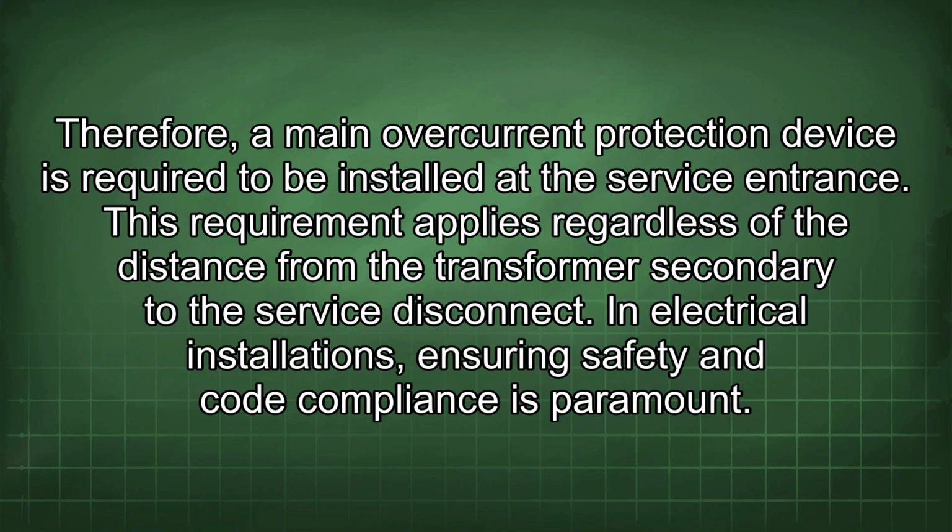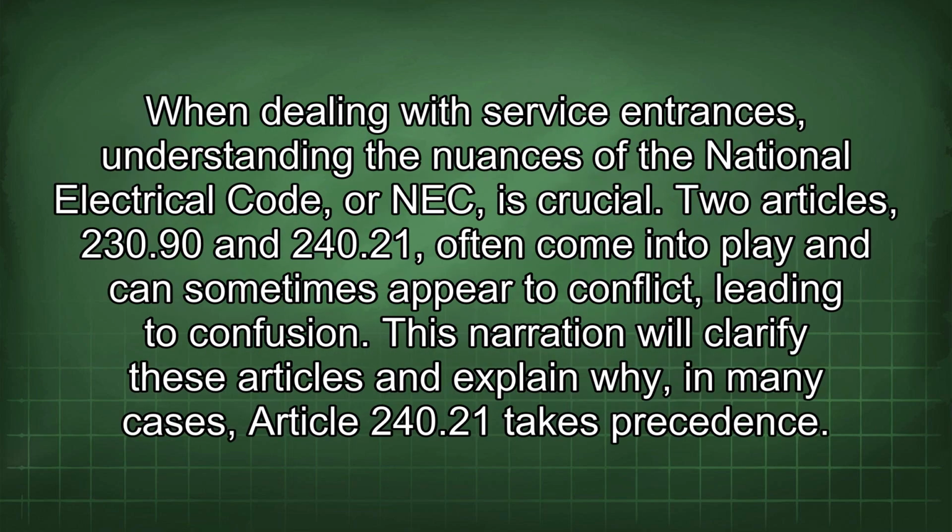In electrical installations, ensuring safety and code compliance is paramount. When dealing with service entrances, understanding the nuances of the National Electrical Code, or NEC, is crucial. Two articles, 230.90 and 240.21, often come into play and can sometimes appear to conflict, leading to confusion. This narration will clarify these articles and explain why, in many cases, Article 240.21 takes precedence.